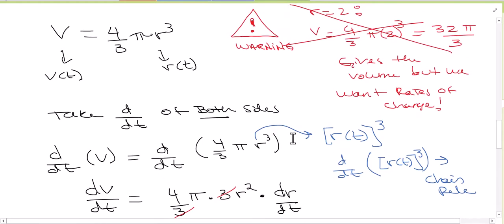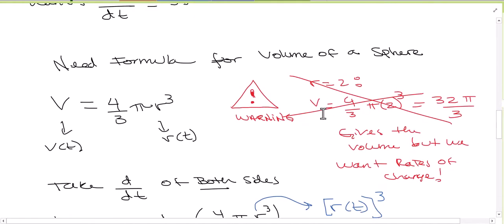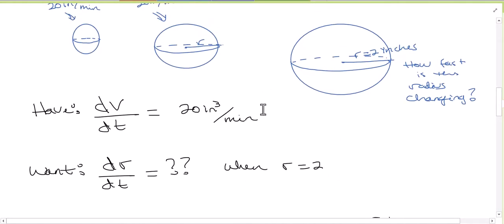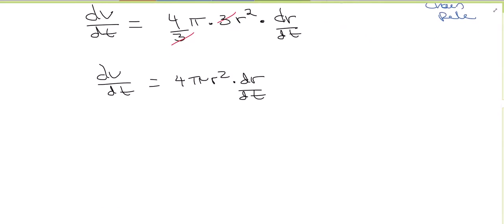And let's go back to our setup. We have dV/dt, that's 20 inches cubed per minute. We're looking for dr/dt when r is equal to 2. So this is the snapshot, right? The instantaneous. We're looking for the instantaneous velocity as soon as the radius has hit 2 inches. What's the instantaneous velocity of the radius? So we can put that in now.